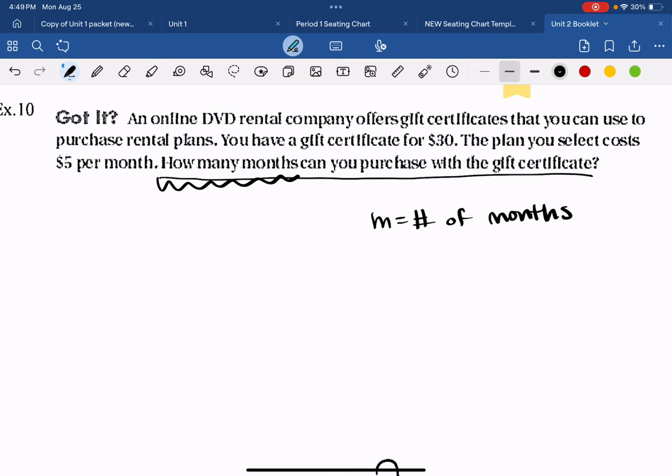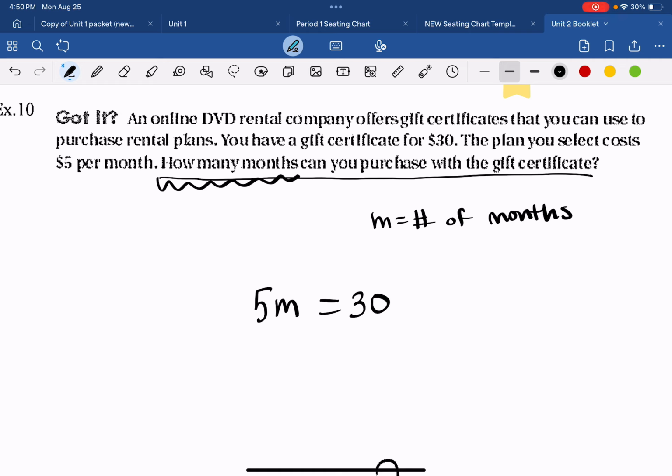Okay, from here, we're ready now to write our equation. You have a gift certificate for $30. So you have a total of $30 to spend. That total is always what our equation equals, okay? We have this much in our pocket. The plan you select costs $5 per month. So for every month, you're paying $5, okay? Therefore, we would say we're doing 5 times m to tell you how much money you have spent on this rental plan.